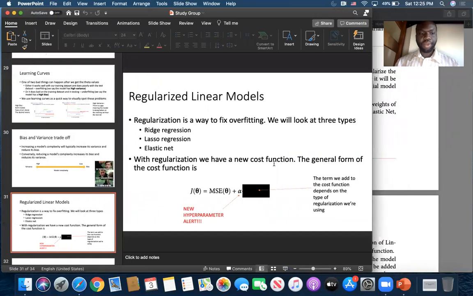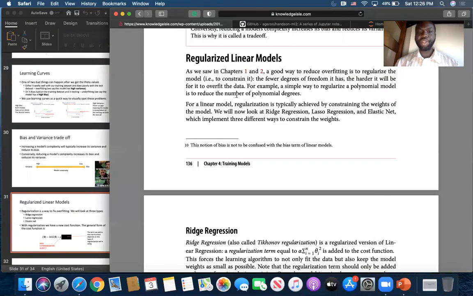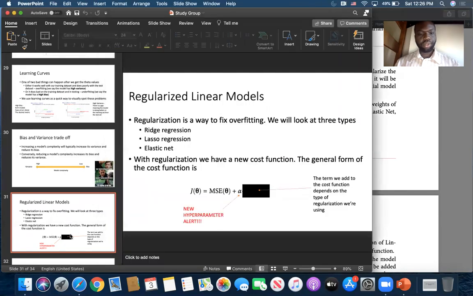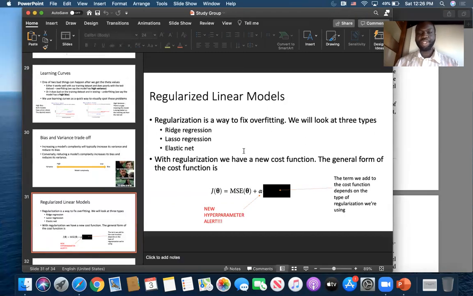There are three main types of regularization that he talks about: ridge regression, lasso regression, and elastic net. There's probably more, but these are the main ones. Nothing really changes except that the cost function is no longer our mean squared error that we knew before. It's mean squared error plus something.